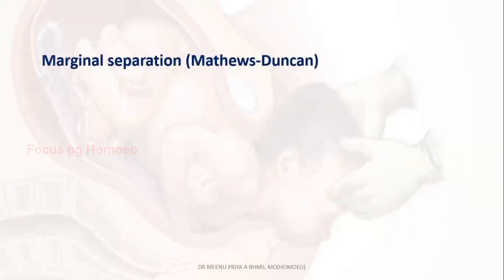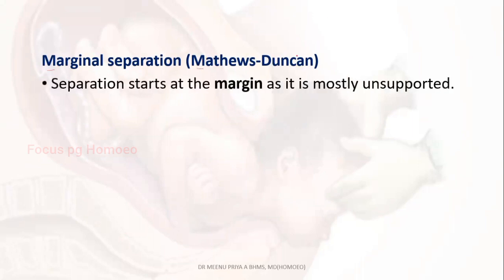Next is marginal separation, or Matthews-Duncan separation. Remember MM, Matthews-Duncan separation. Here the separation starts with the margin of the placenta, as it is mostly unsupported. So the margin usually doesn't have much support. The support is usually in the center part of the placenta.